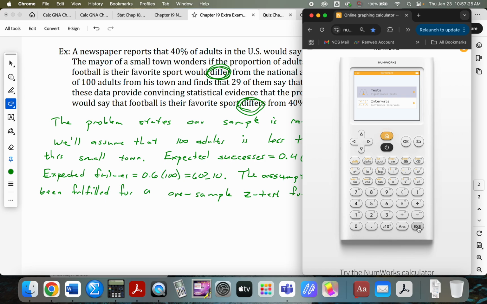And it's an inference test. And notice it tells you right there the name: one proportion z-test. Nice. Okay?